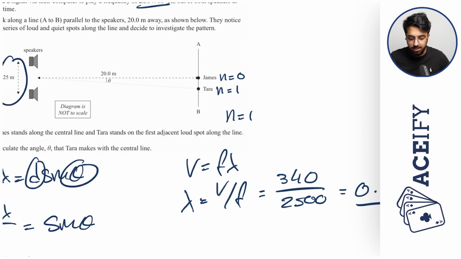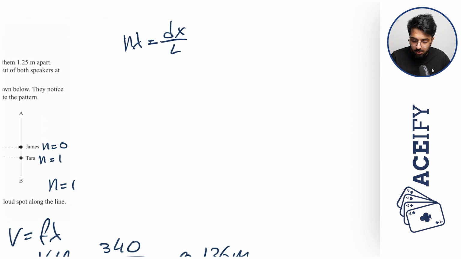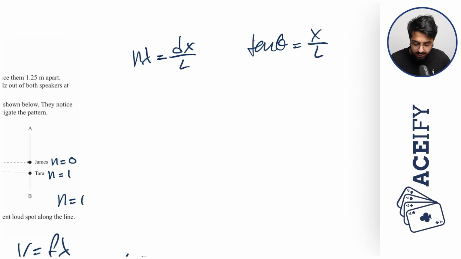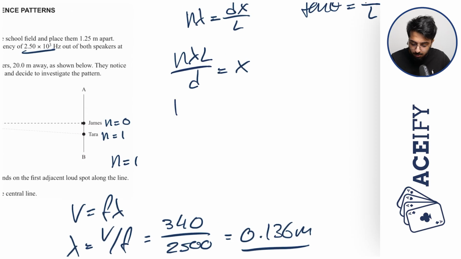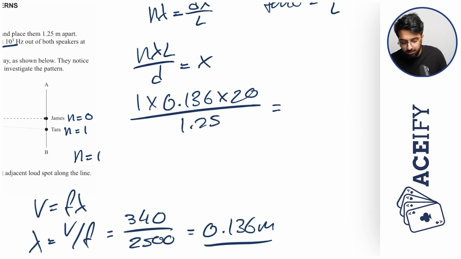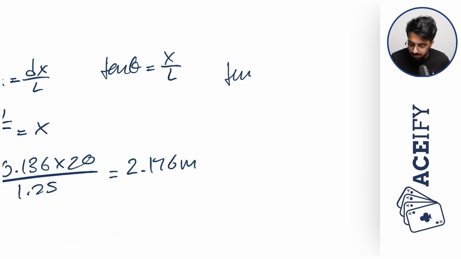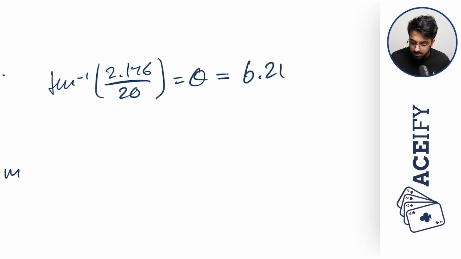Now another method that you can use is that nλ is equal to dx over L. And as we know, tan θ is equal to x over L. So what we can do is rearrange for x, and we get nλL over d is equal to x. And therefore we can find our x value as n equals 1 times our wavelength of 0.136 times our L value, which is 20 meters, all over d of 1.25, and this gives an x value of 2.176 meters. Now plugging it into here, we get the inverse tan of 2.176 over our L of 20 meters, and this gives a θ of 6.21 degrees.